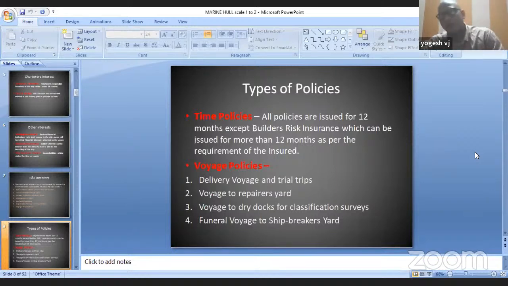Now, there is one particular policy, which is the builder's risk insurance policy. As I told you, you want to build a ship, you go to Mazgaon Dock, you pay them money, you provide them material, they start building the ship. One year is over, the ship is not ready.